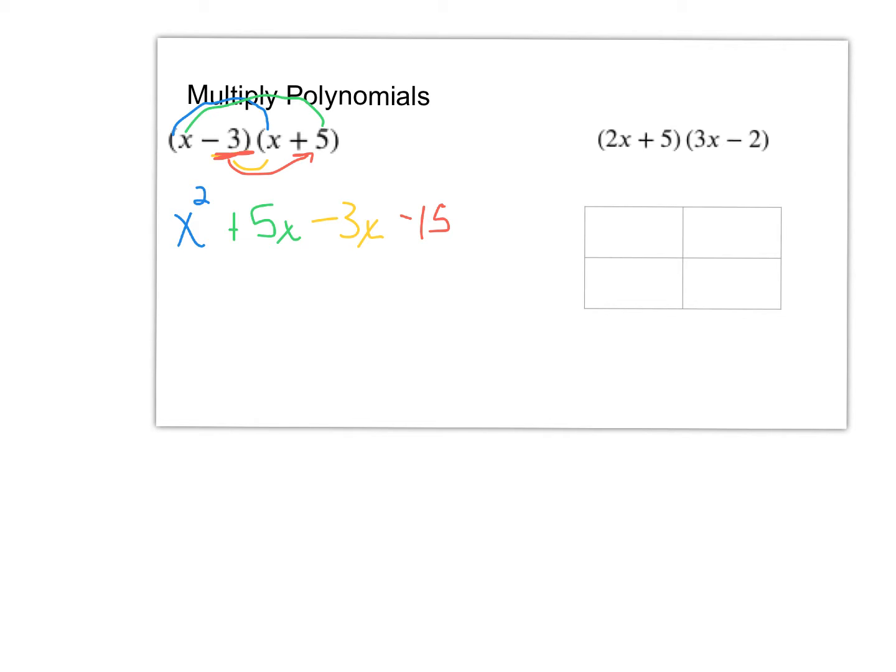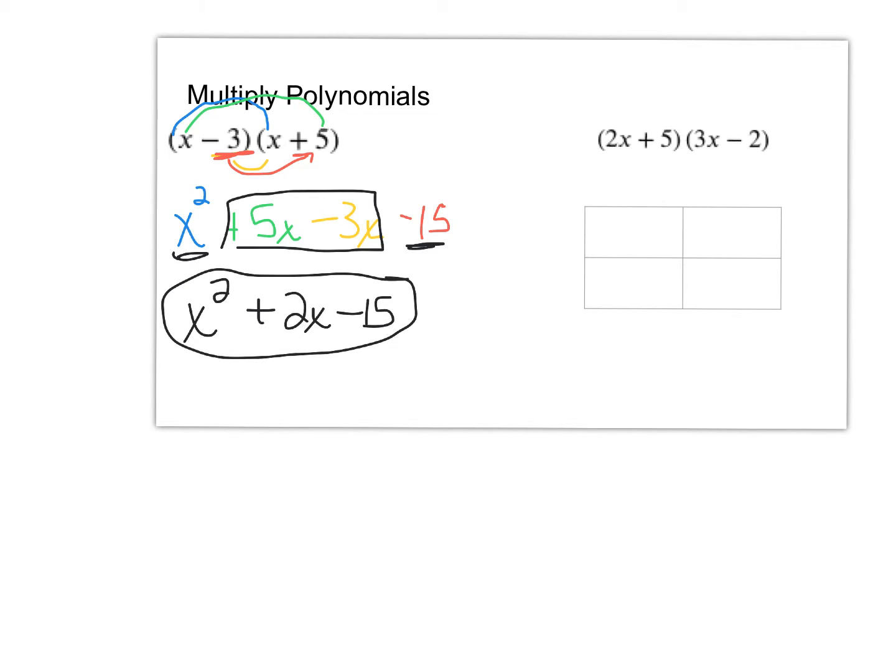Now that we have this, we're combining our like terms. So we look, are there any other x squareds in this problem? No, so it's x squared. Then we look to combine our x's. Usually they're going to be in the middle, but not always, so just be careful of that. So 5x minus 3x is plus 2x. Then tack on this lonely little minus 15, and there's your answer.